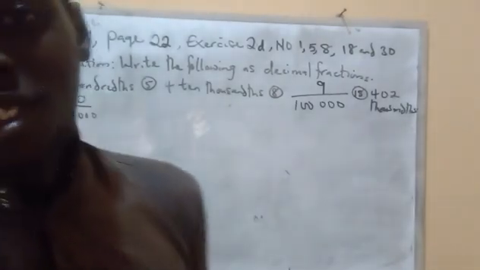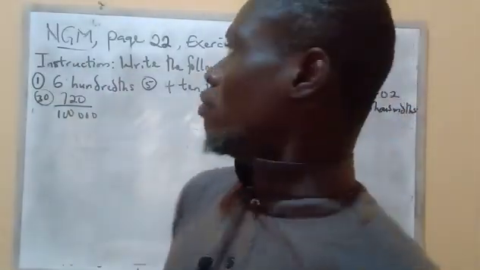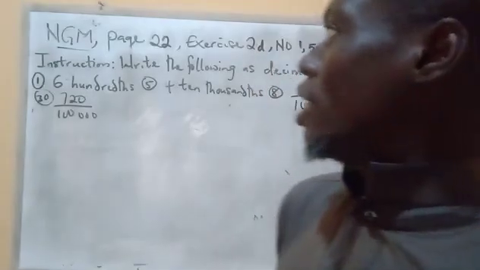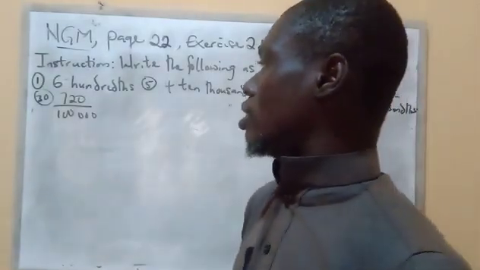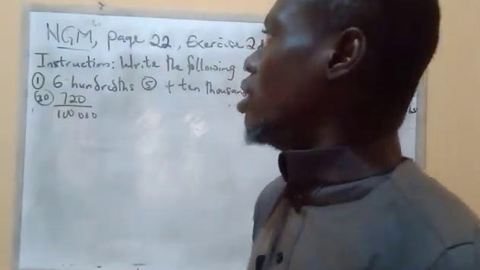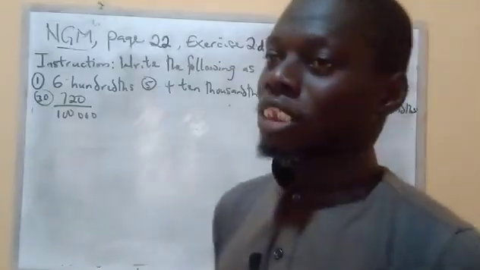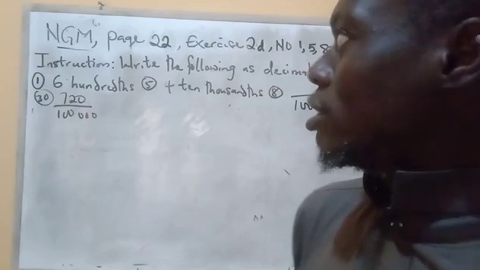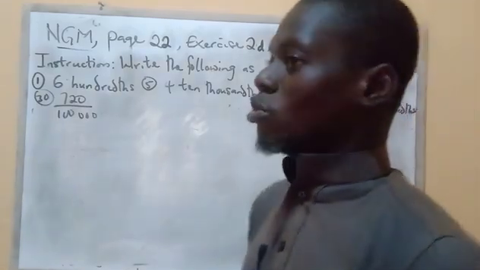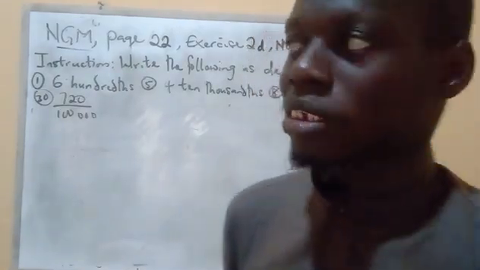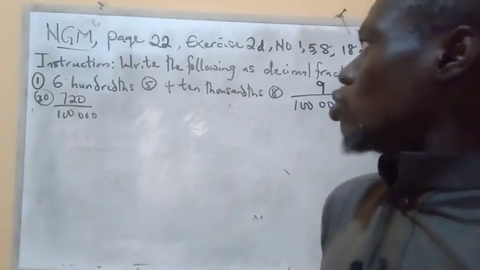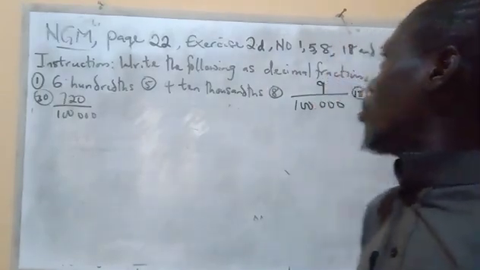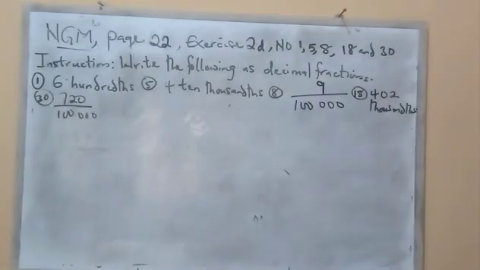Good everyone. Let's move on with the last exercise in this topic that we have started. The NGM, New Mathematics Book 1, page 22. So we are moving to exercise 2D now. We are going to be solving number 1, number 5, number 8, 18, and 30.